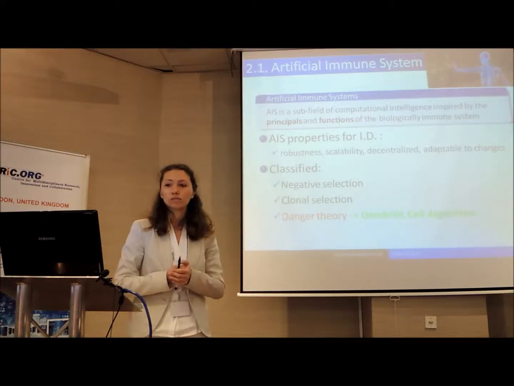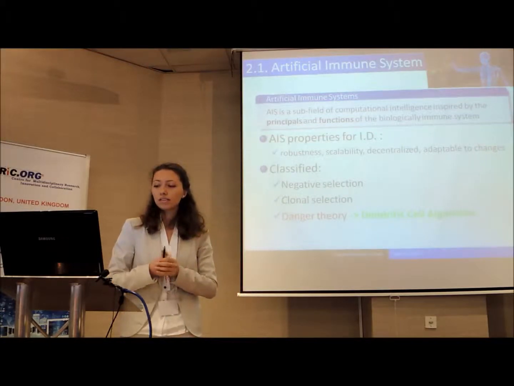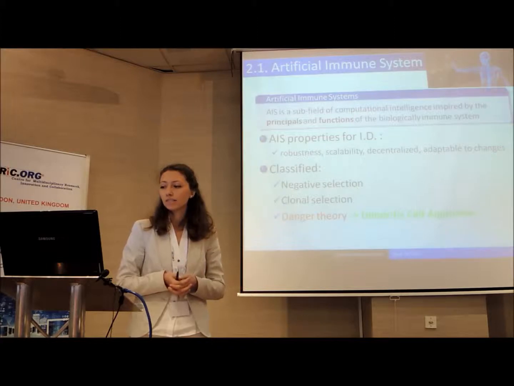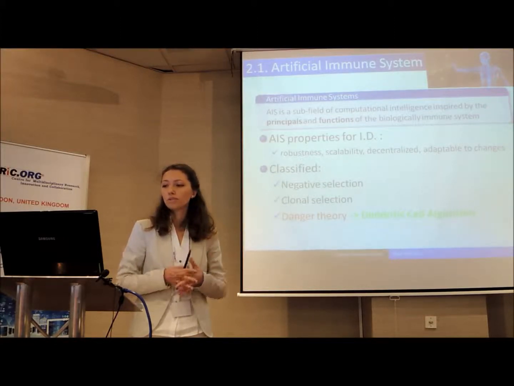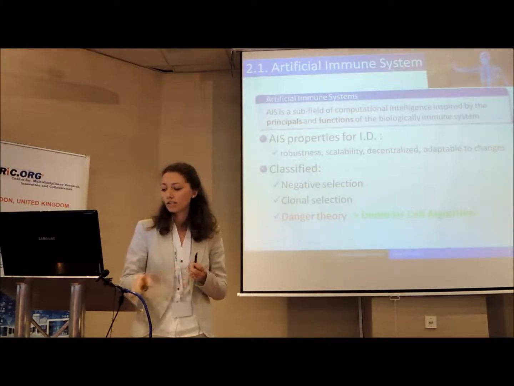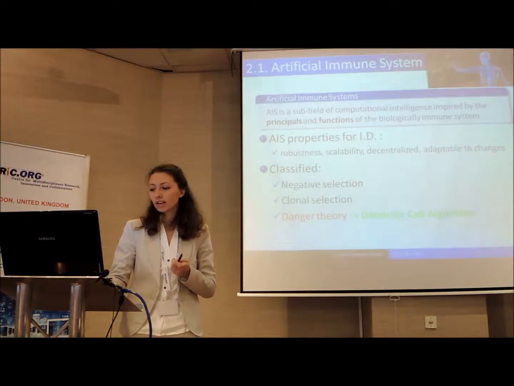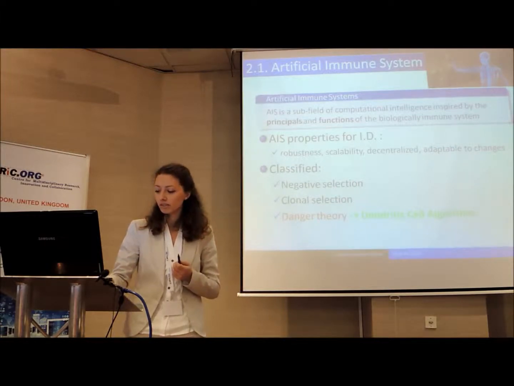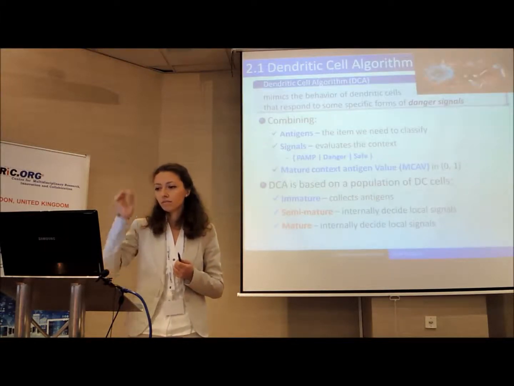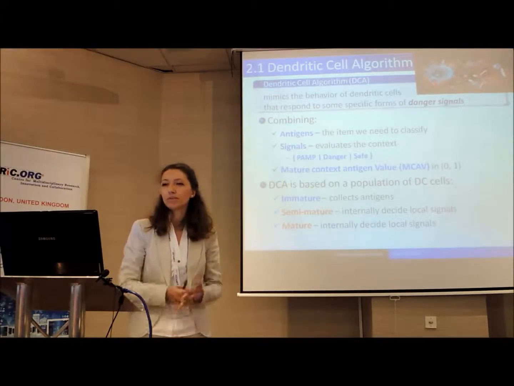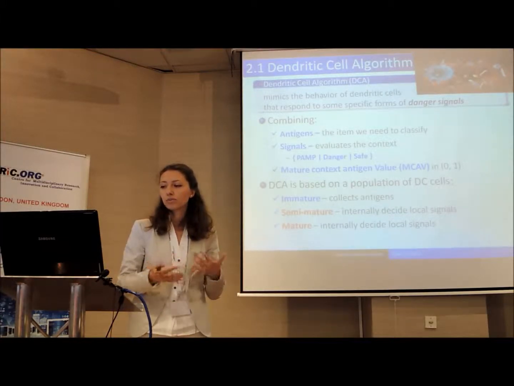While the first two, negative selection and clonal selection, are more a traditional approach and discriminate between self and non-self to identify intrusions, danger theory is more recent and postulates that the biological immune system will respond to some forms of signals that are harming the host. The dendritic cell algorithm was derived from this danger theory.